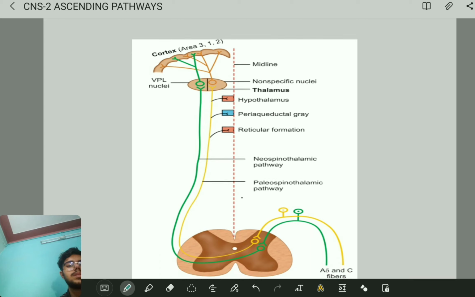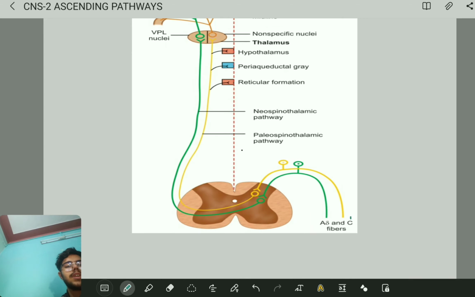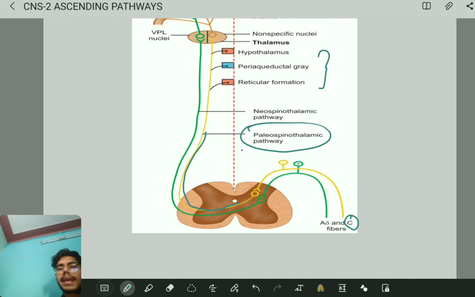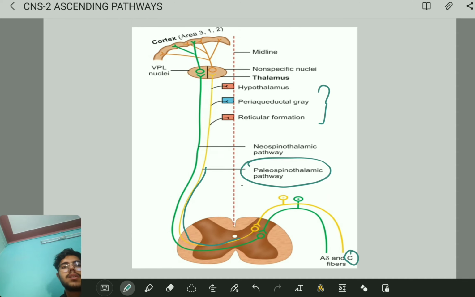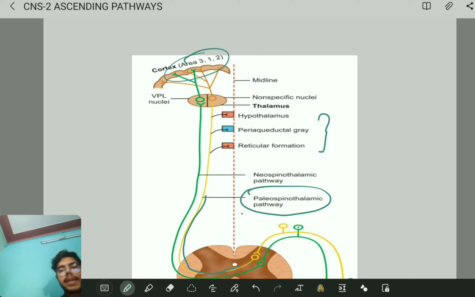It will be very simple. See, can you see this C fiber here? Yellow color one. Can you see this moving here? And this we call the paleo-spinothalamic pathway. Paleo means old in evolution. See what all it carries. It carries to the hypothalamus, periaqueductal gray and reticular formation, and moves to the thalamus and goes to the sensory cortex, areas 3, 1 and 2 of Brodmann.